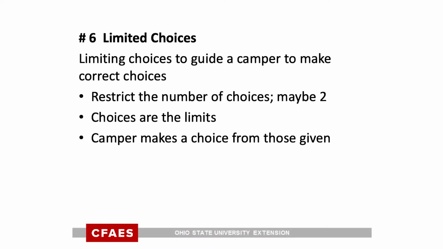Strategy number 6 is called limited choices. Limiting choices means providing choices which will help guide a camper towards correct behavior. It involves restricting the number of choices. For example, you can choose this or this. So the choices are the limits. The choices that you as a counselor offer kind of define the limits.